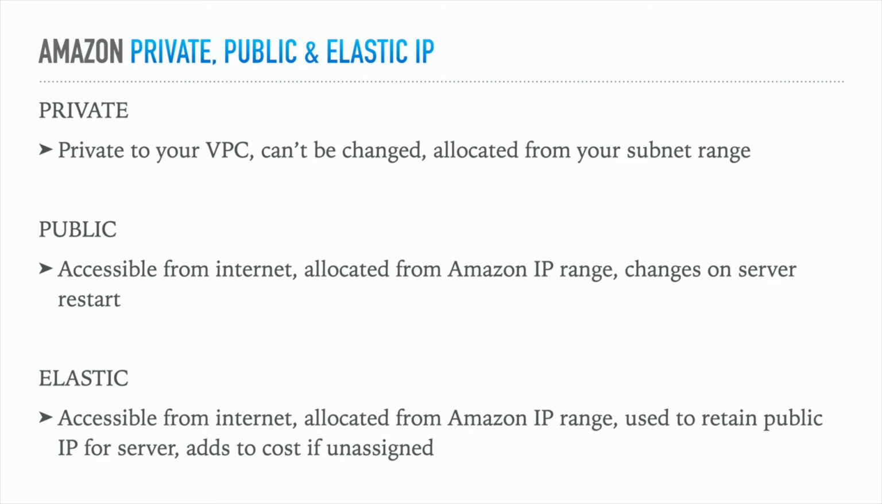Elastic IPs are special IPs which you have to create first and then associate to your instance. Elastic IPs are accessible from the internet. They are almost like public IPs. They are allocated from Amazon's IP range and used to retain a public IP for a server. So if you restart your instance after associating an Elastic IP to it, then the public IP won't change.